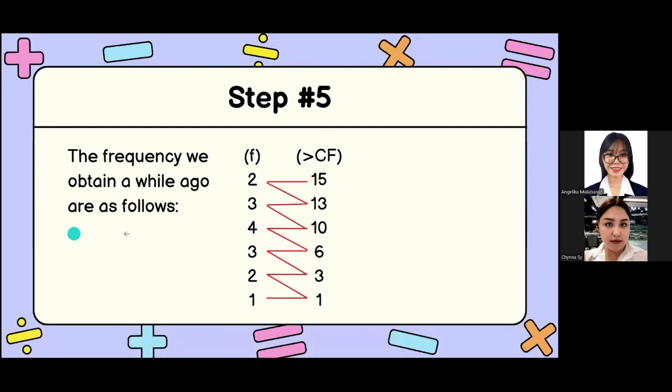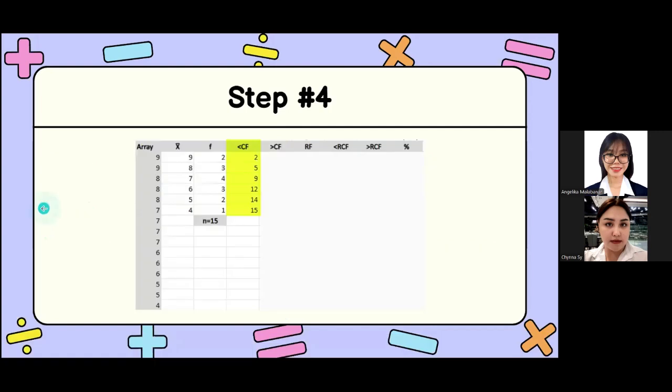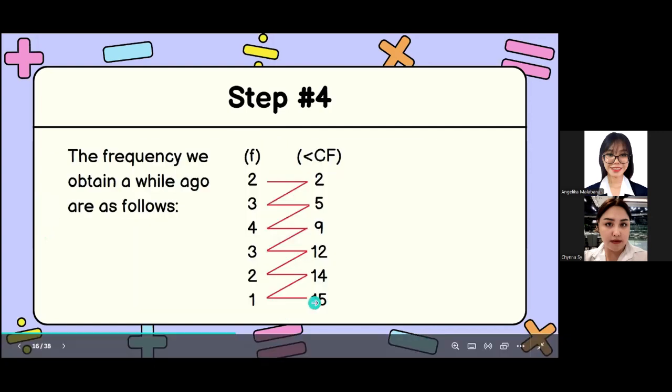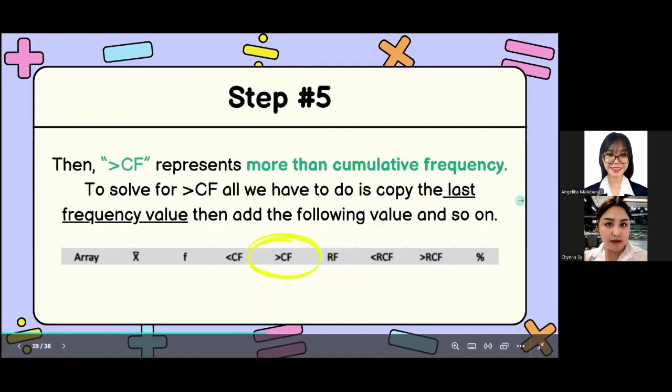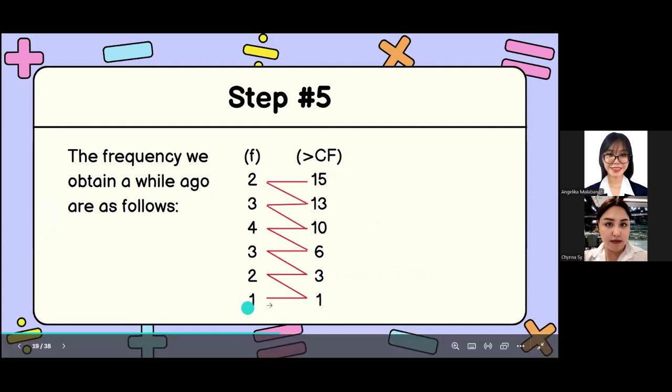Sa less than CF kasi, we started from top to bottom. Then here sa more than CF, we will begin at the bottom going to top. So again, we copy the last frequency value, which is 1. Then we add the following value. So 1 plus 2 is equals to 3.